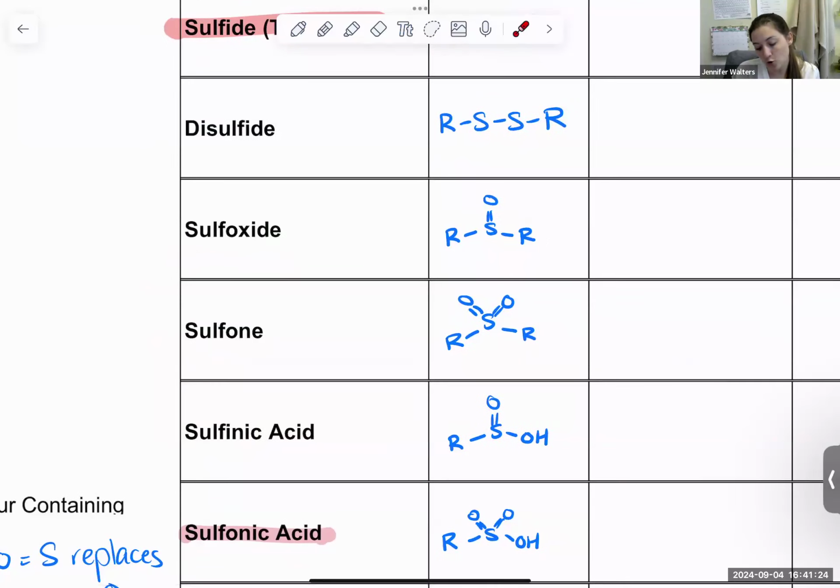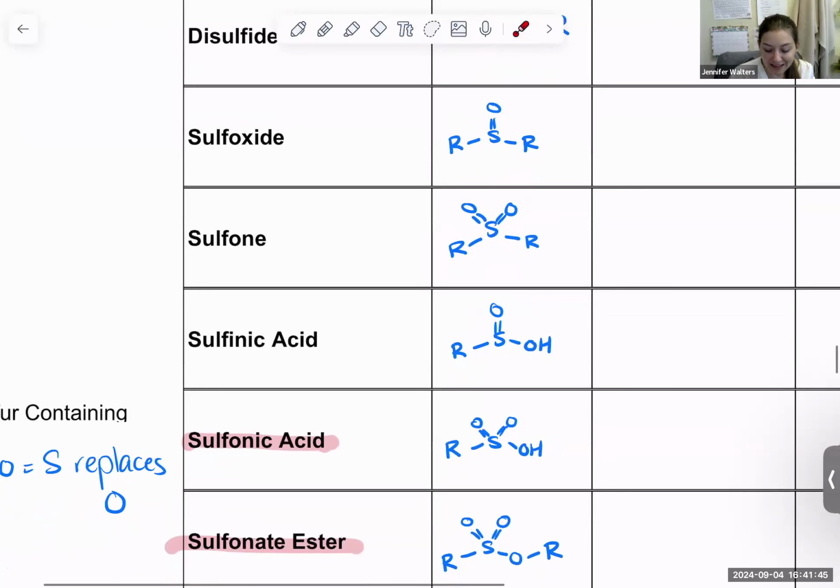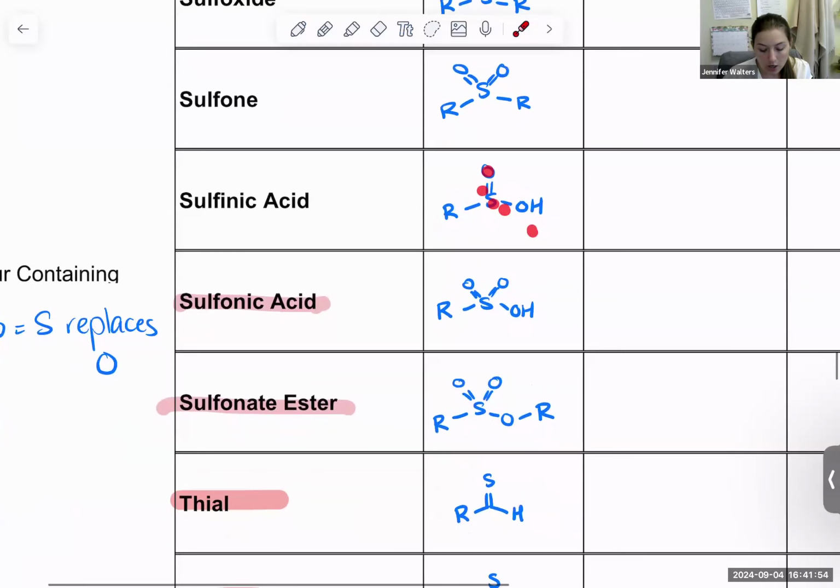Sulfoxide is going to be where you have a ketone or aldehyde, but now sulfur replaces the carbon. So you maintain the sulfur oxygen double bond. Sulfone is where you're now getting a hypervalent sulfur. So sulfur has more than 4 bonds. So you have 2 double bonds to oxygen. Sulfinic acid is where you have sulfur replacing the carbon of a carboxylic acid. So it's sulfur, double bond oxygen, single bond OH.